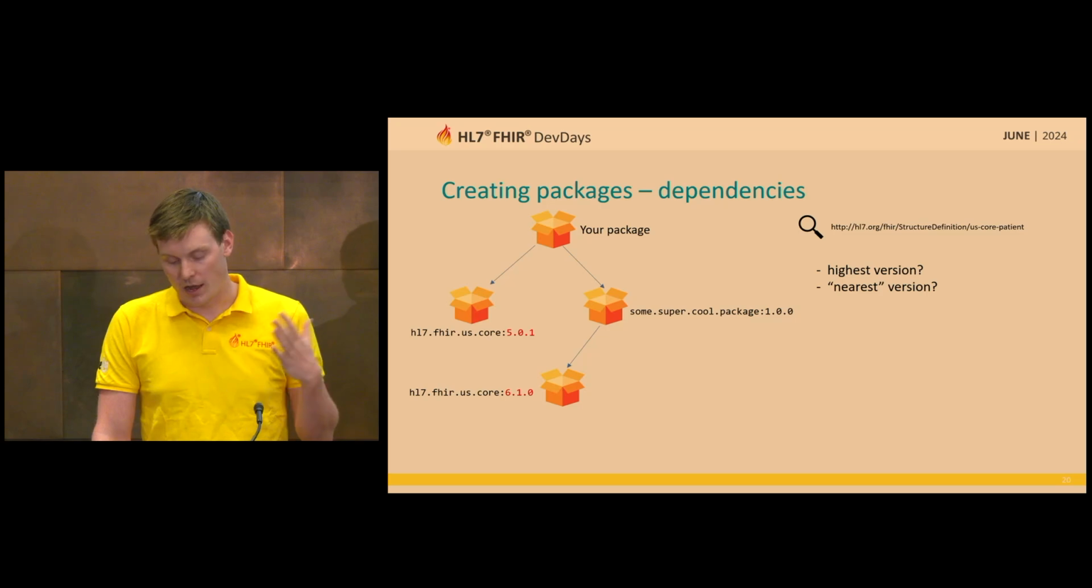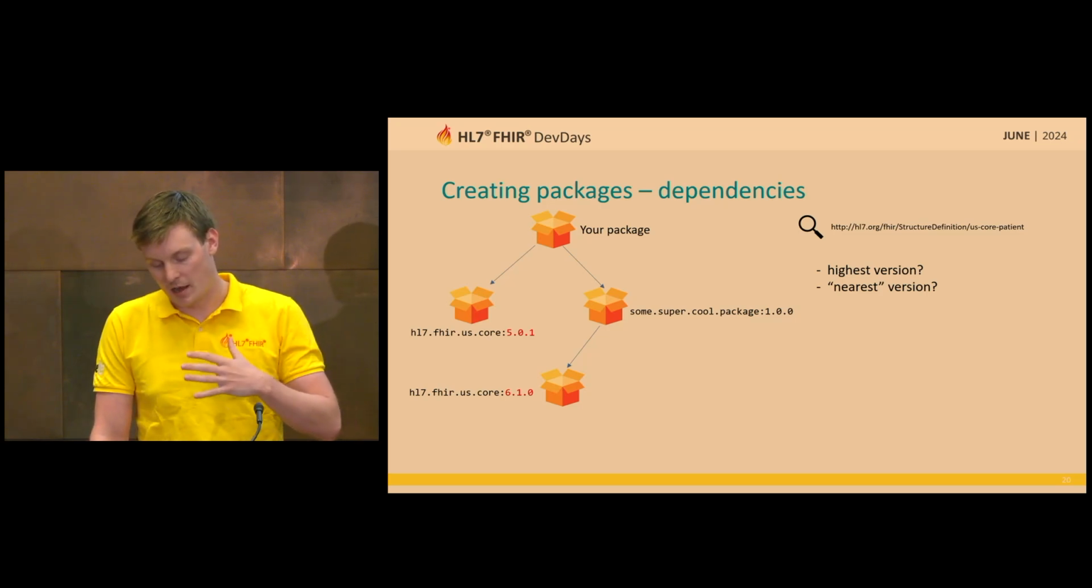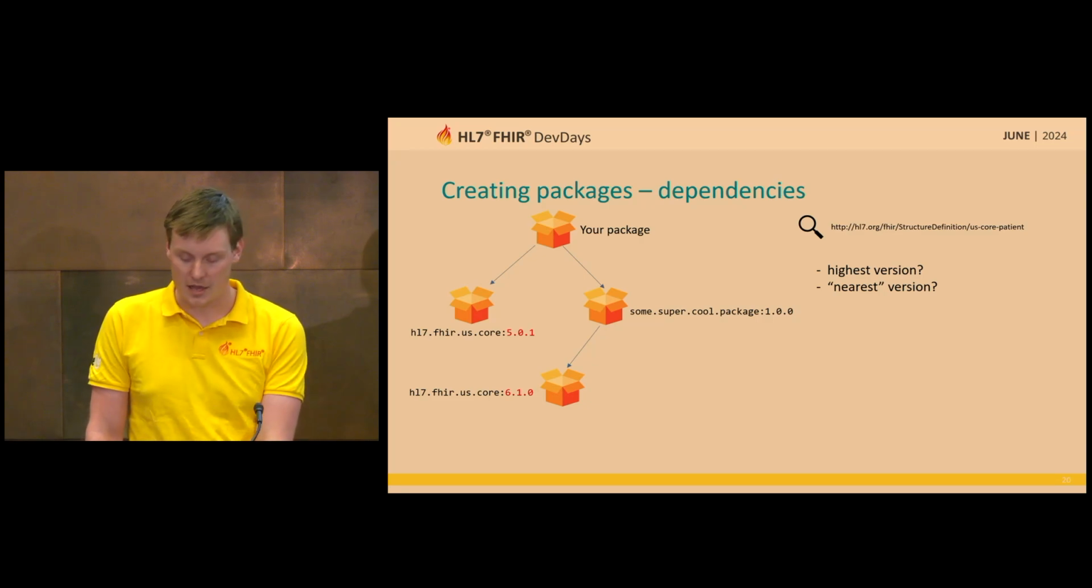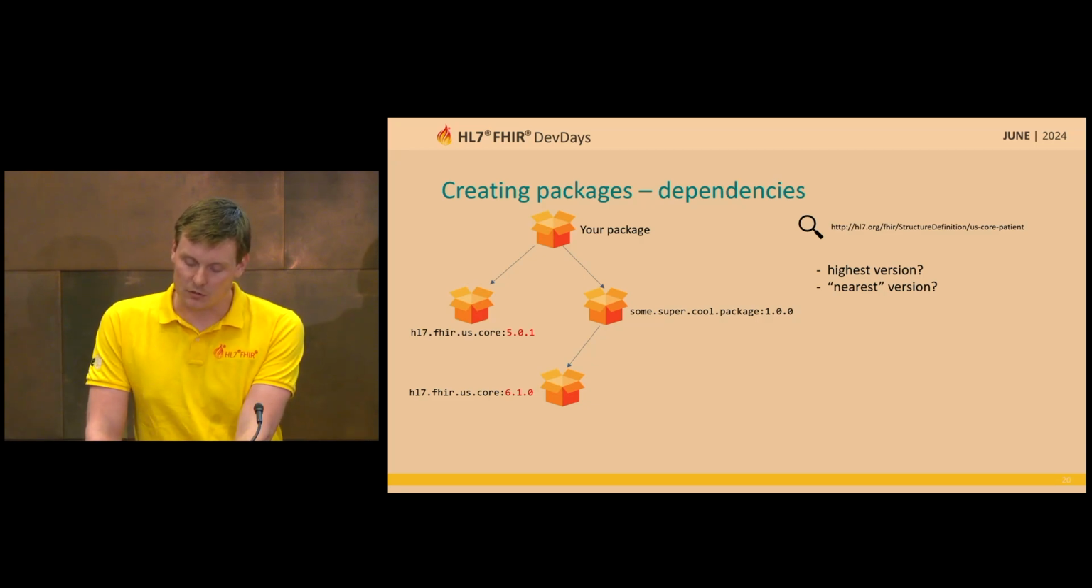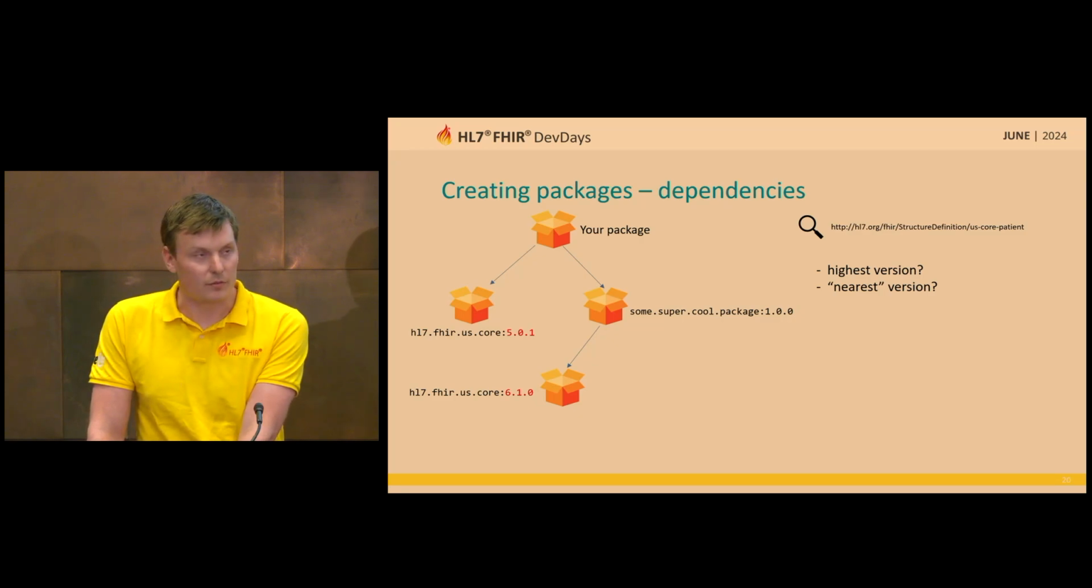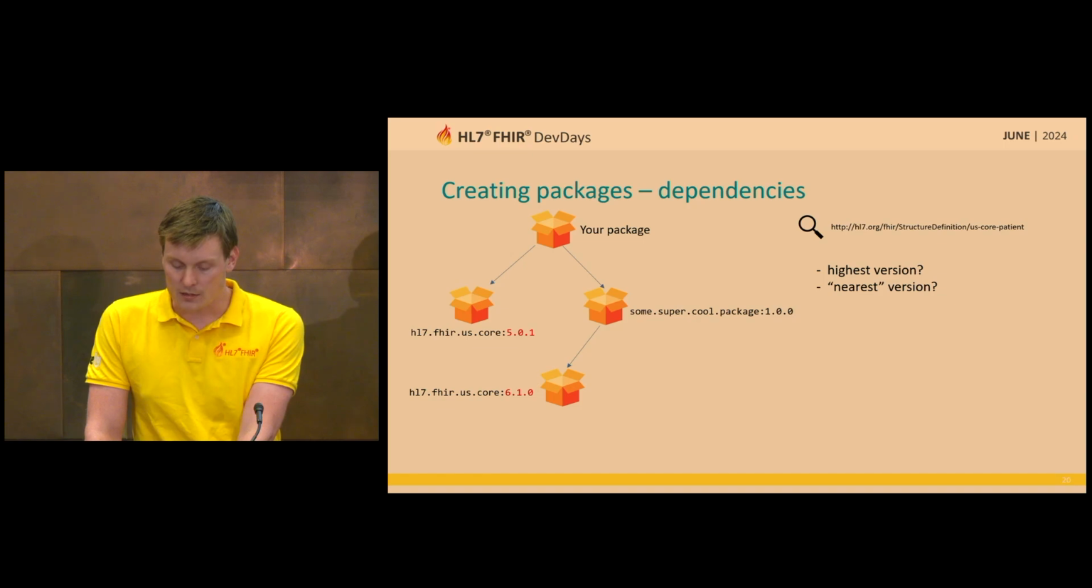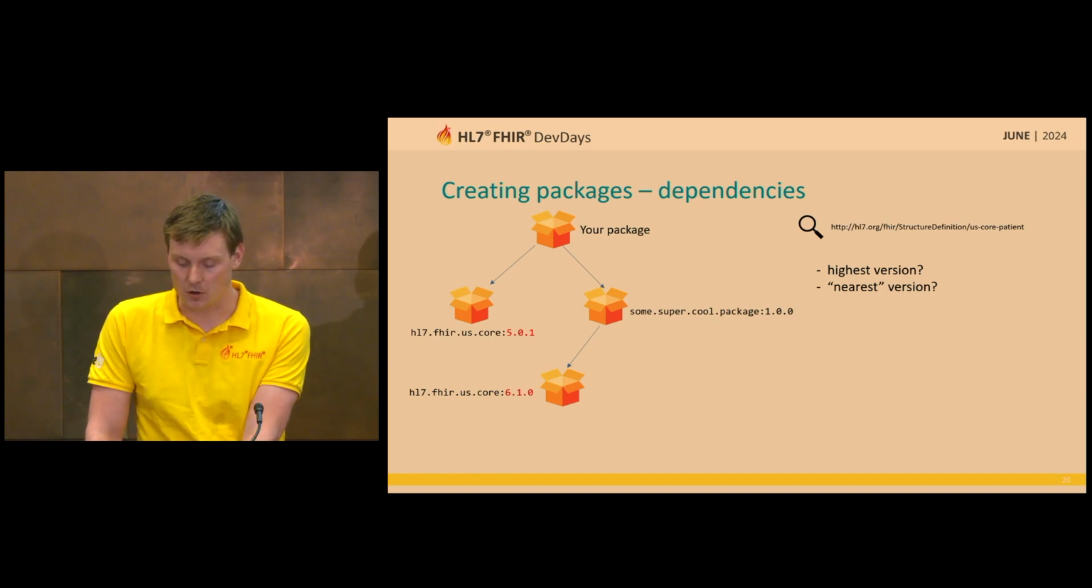Now, you are adding those dependencies here. You use your super cool package, everything aside, all fun and games. But then a user of your package wants to resolve or wants to validate against US Core patient. And it doesn't really know, I mean, it could see that you have multiple versions of US Core here. And then tooling wants to resolve that structure definition from your scope.